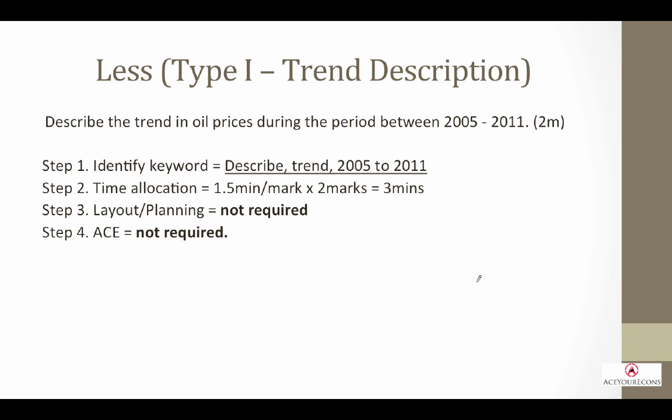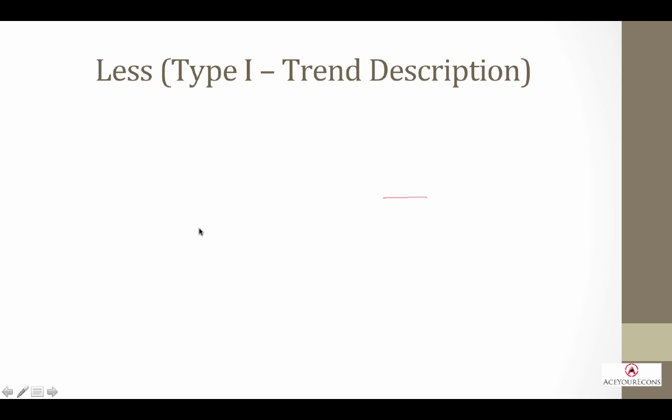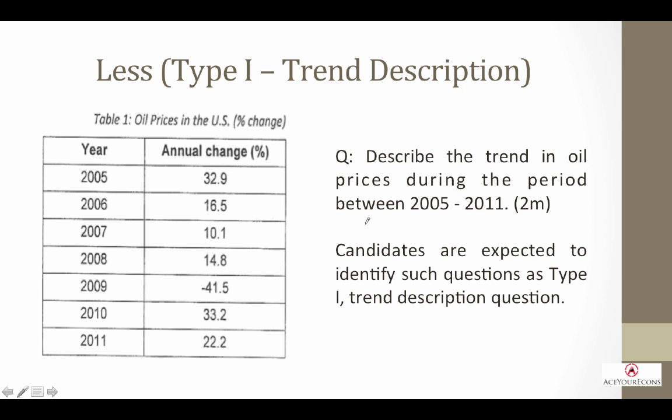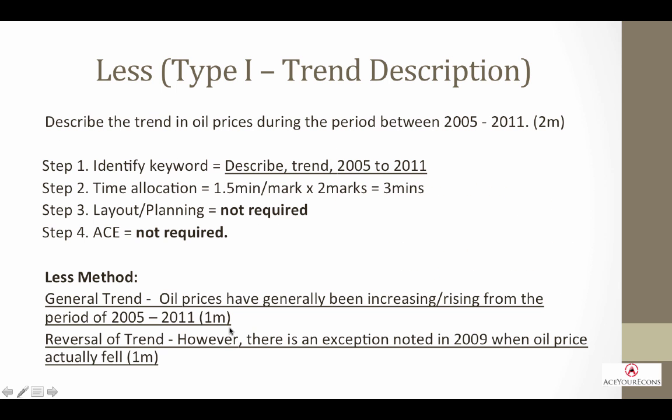Describe the trend 2005 to 2011. This is a very standard subtype of trend description under type 1. You have exactly 3 minutes to do so. First of all, you need to identify the general trend. On a year basis, the oil price has been generally increasing, or rising, from the period of 2005 to 2011.